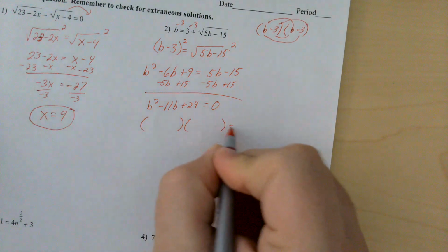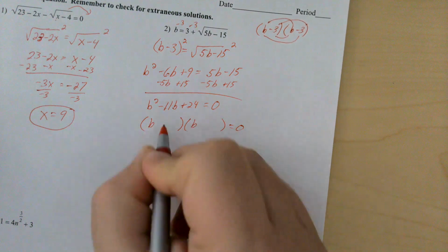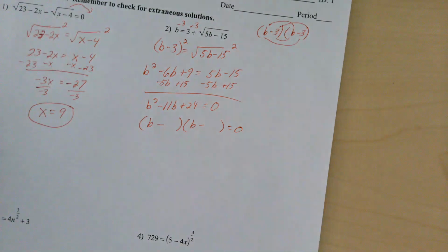So when I factor it, it's b and b. We know it's minus minus, and I'm going to have to come up with a combination of two numbers that multiply to give me 24.